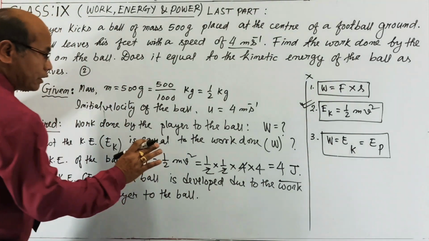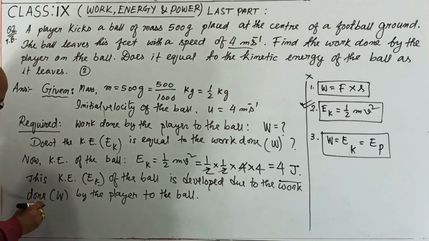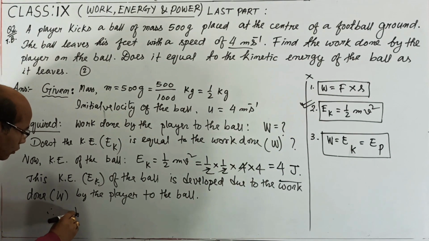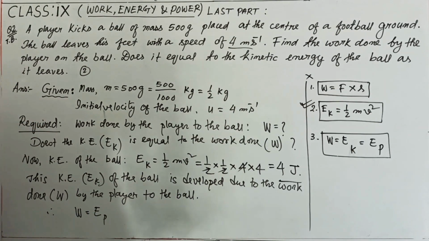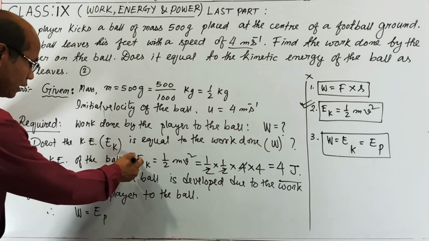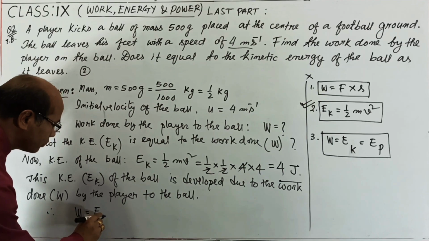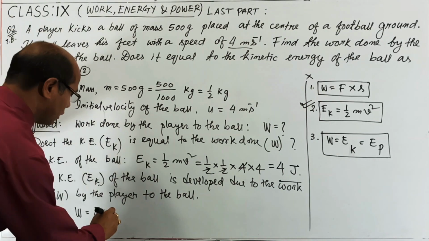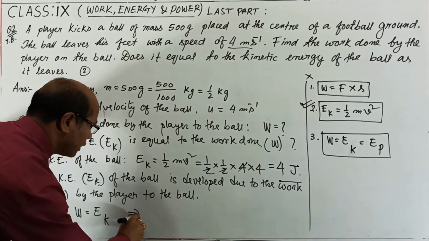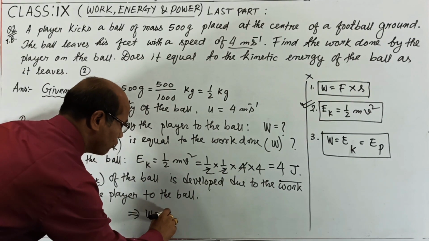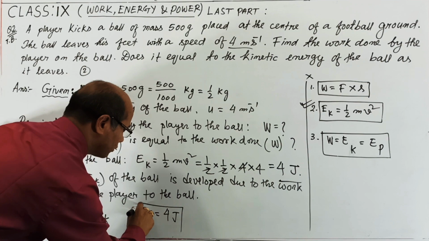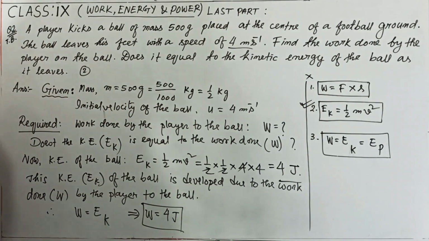Therefore, work done is equal to kinetic energy. So work done is equal to E K. The answer is that the player did 4 joules of work on the football.